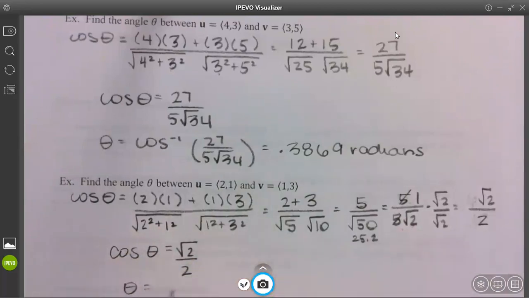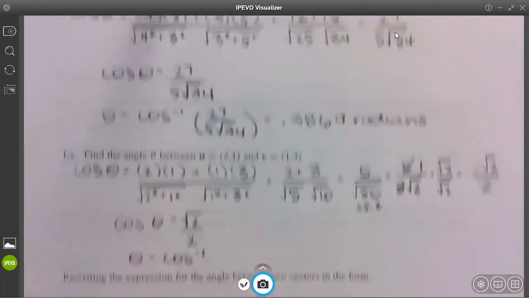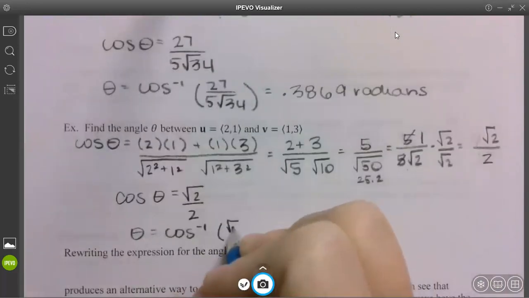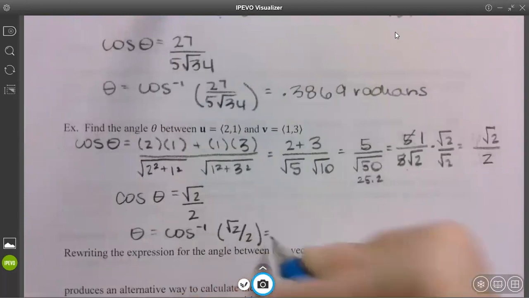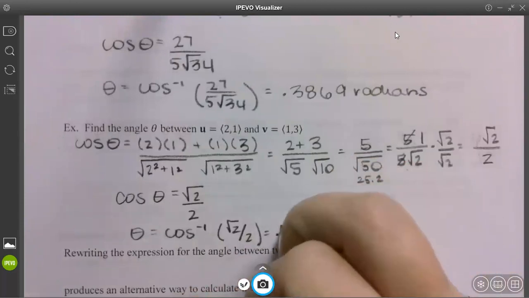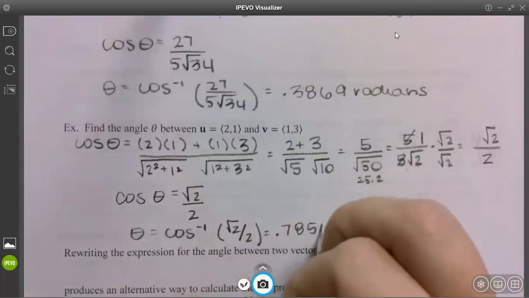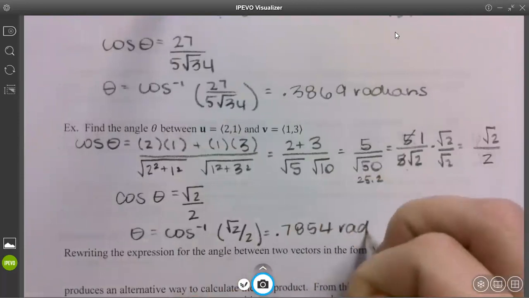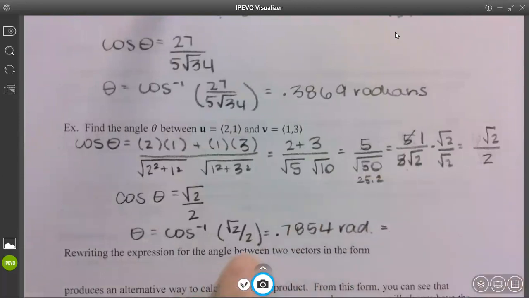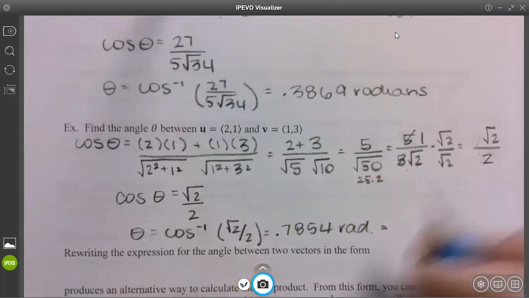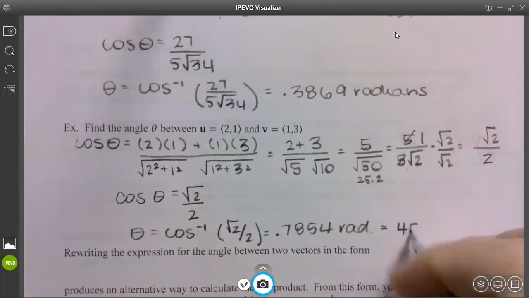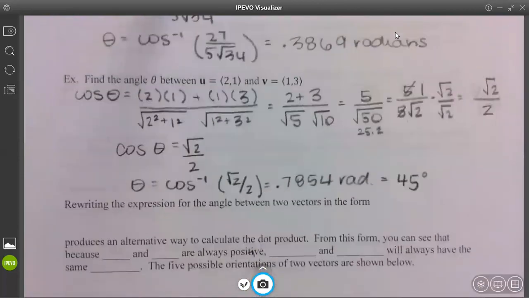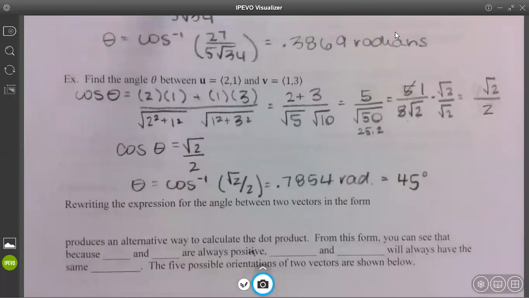Remember, to find theta, you do cosine inverse of square root of 2 over 2. When you put that in your calculator, you get 0.7854 radians. Again, if you want to change it to degrees, we should know what this is using our unit circle, but it will give you 45 degrees. Again, I don't care which one you give me, radians or degrees.